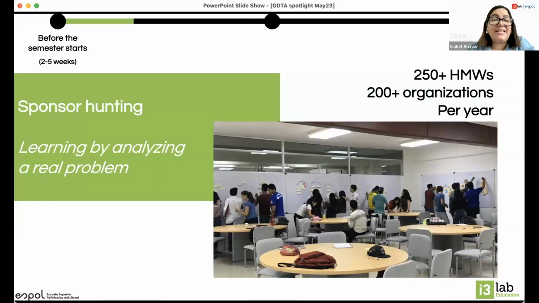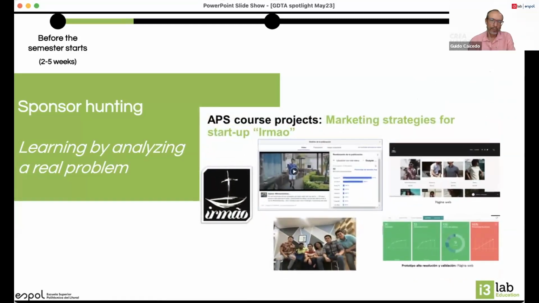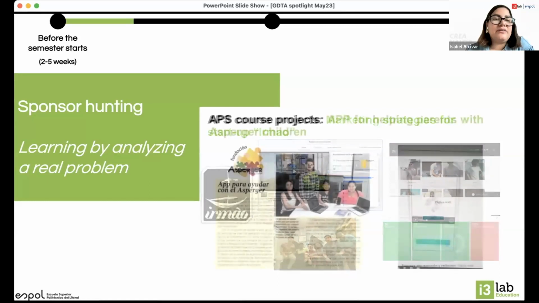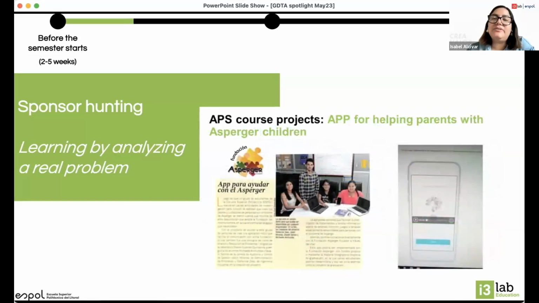Most of them have been NGOs, but we also work with private institutions. And we have been framing more than 200 how might we questions. That's how we frame the problems for our students. Just to give you some examples, we have the startup Irma, which is an Ecuadorian startup. We once worked with them on how might we design different marketing strategies to help them be known in society. Another example is one where we worked with an NGO on how might we help parents that have children with Asperger's in their growth.